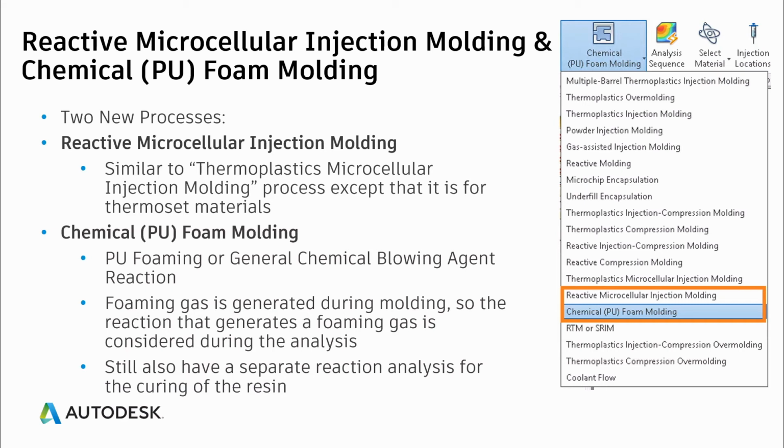What's unique about this process is that the foaming gas is generated during the molding, so that the reaction is generating the foaming gas in the cavity rather than the foaming gas being generated in the barrel of the injection molding machine, as is the case for other foaming processes. So that means that we need to track the reaction kinetics of the foam generation reaction, as well as the reaction kinetics of the curing reaction of the thermoset material. So in this new process, both reaction kinetics are independently being calculated.